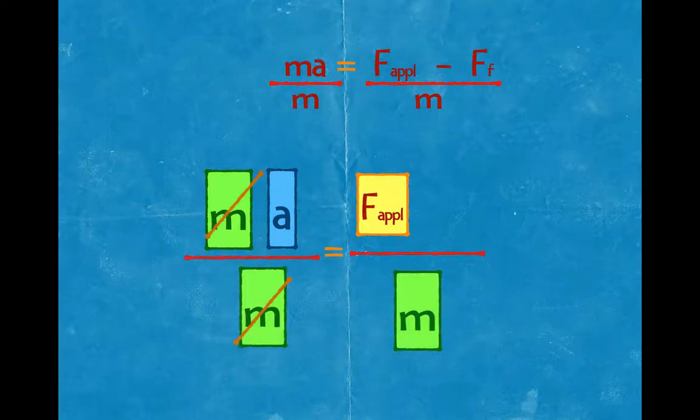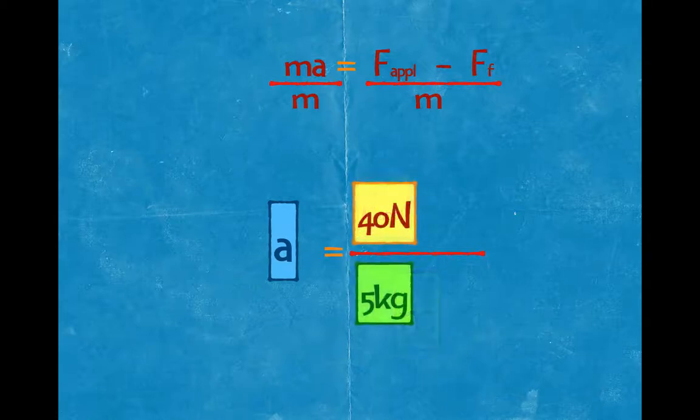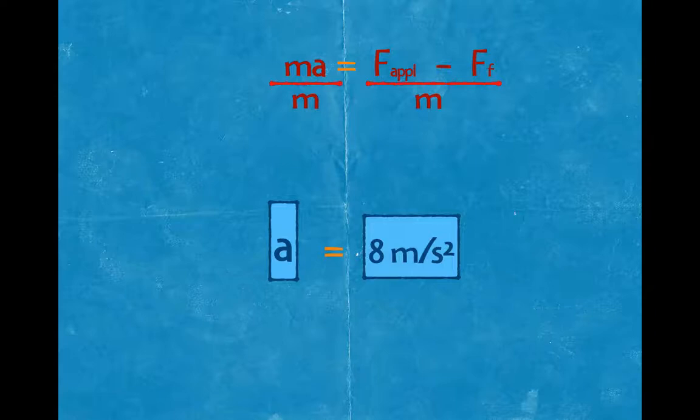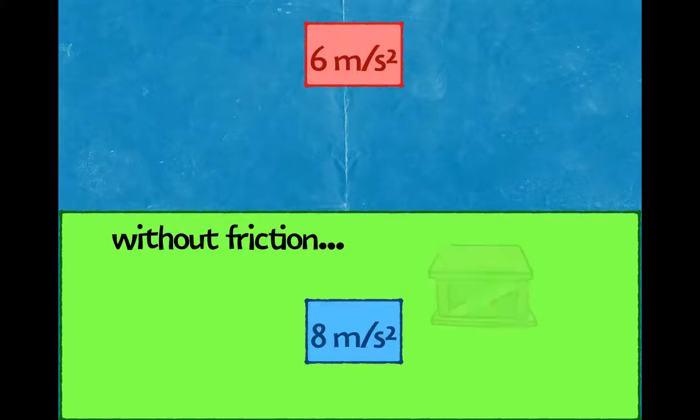Okay, so recall I'm looking for acceleration, so I want to isolate that variable by dividing by m on both sides, and I end up with a new equation, force applied divided by mass. So 40 newtons divided by 5 kilograms, that is 8 meters per second squared. So this is the acceleration of the crate without the opposing frictional force.